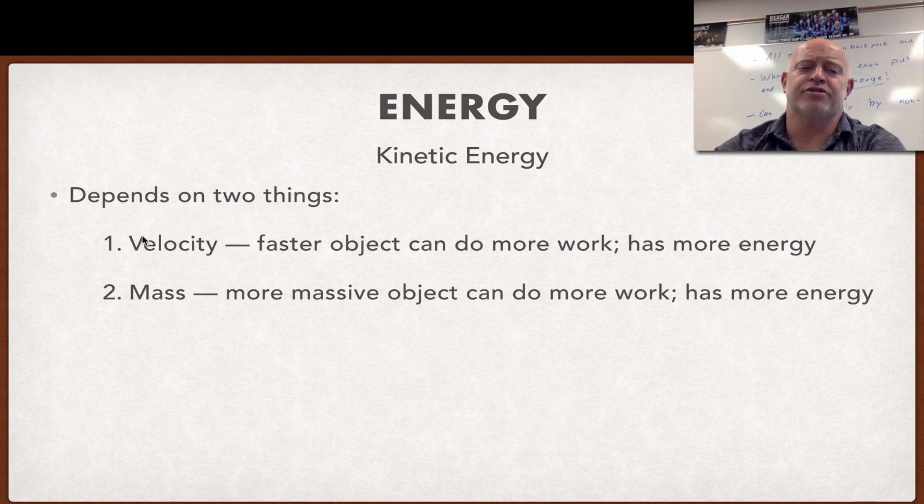So the first thing is velocity. The faster you move something, the more energy it has. Velocity is one of our big pieces here. It's actually the biggest piece of our puzzle. Now, the mass is the second piece of the puzzle.